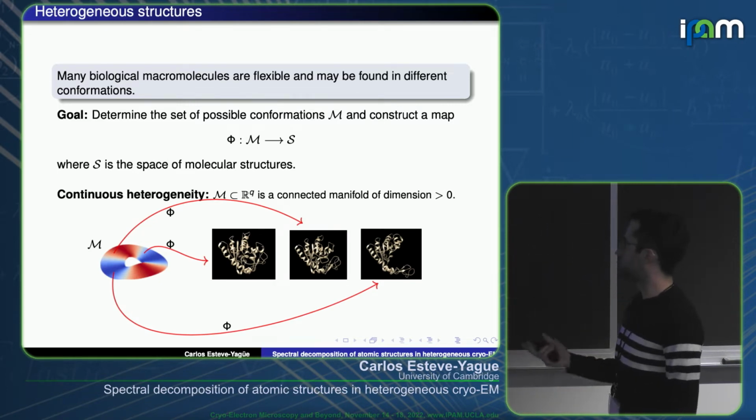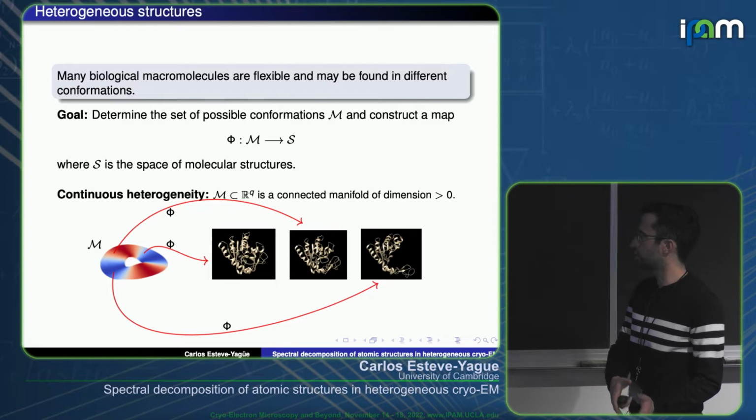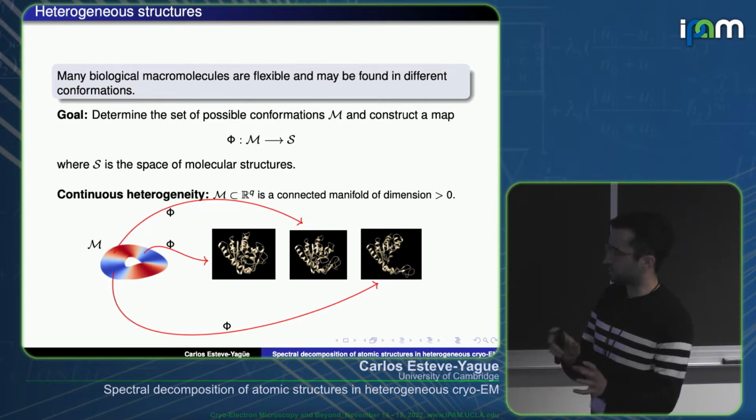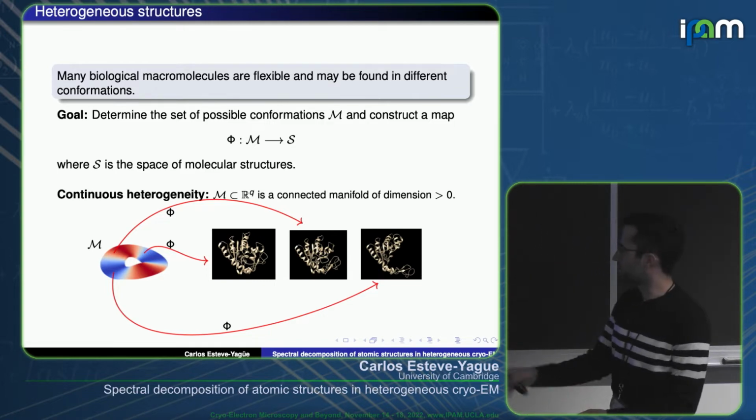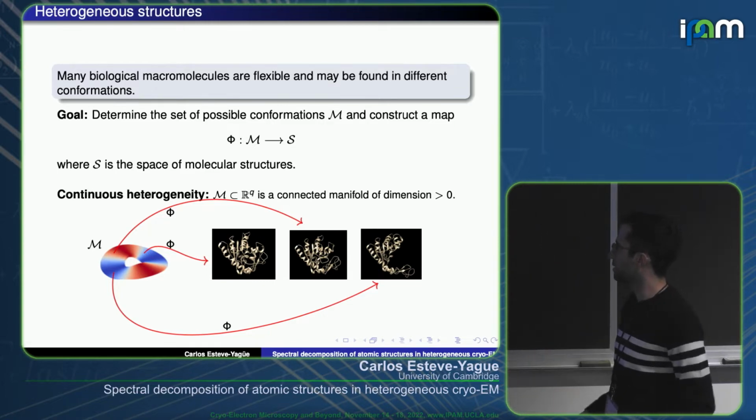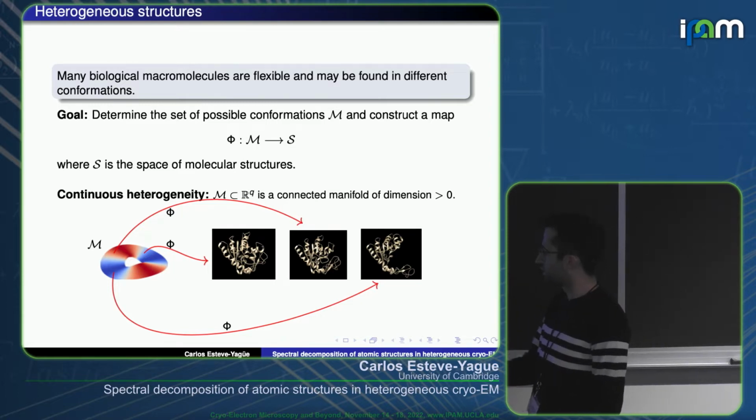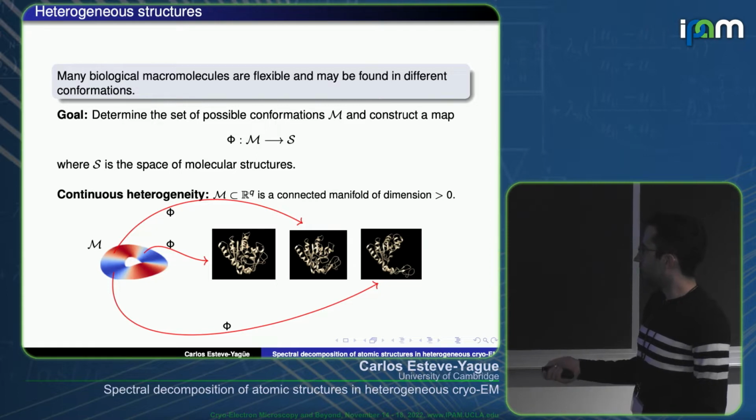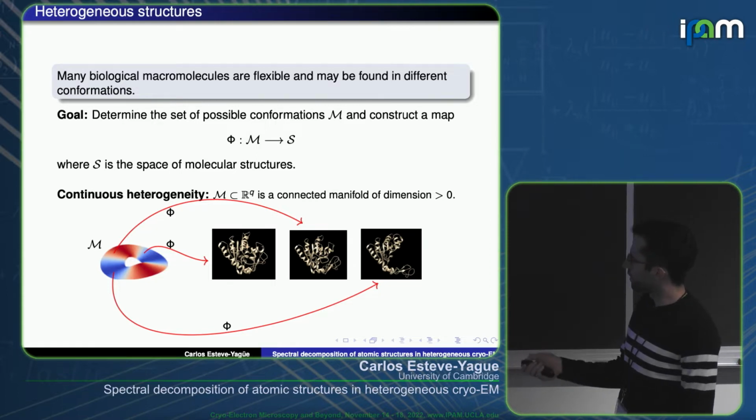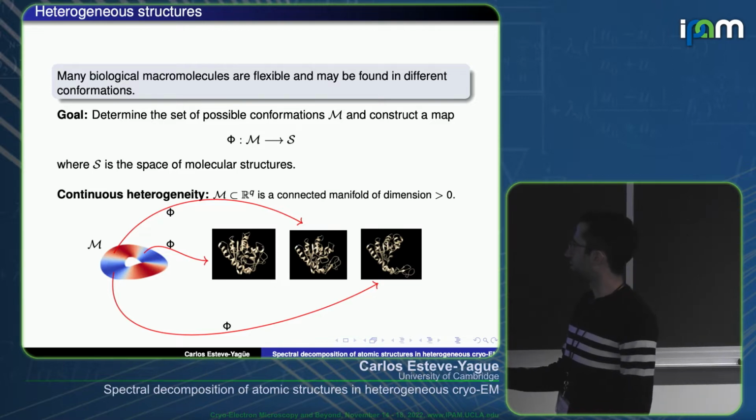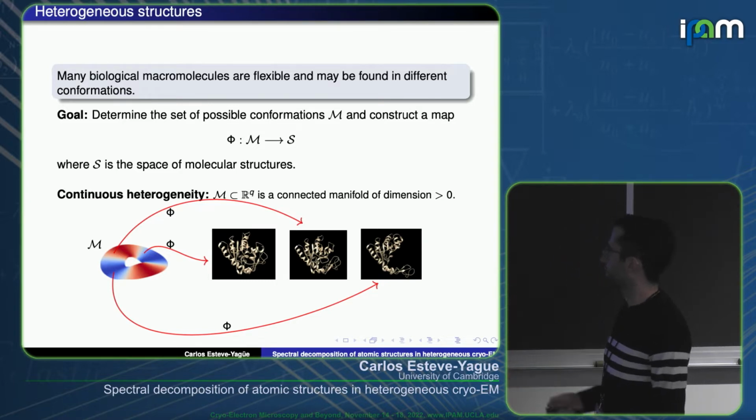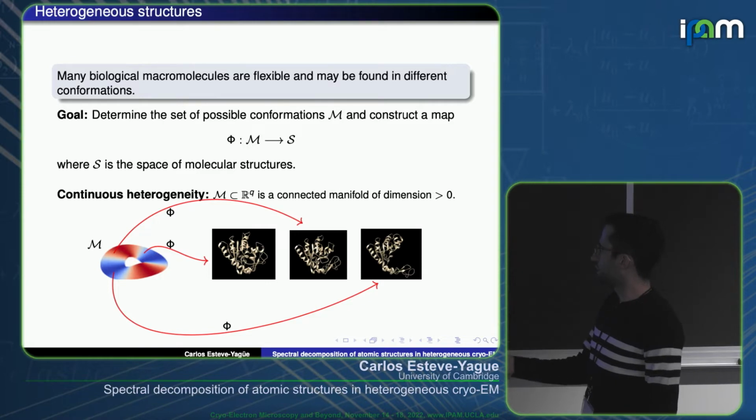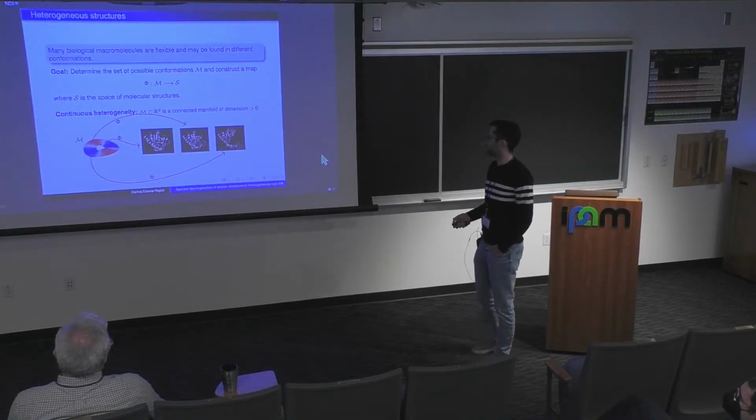There are two kinds of heterogeneity. There's the discrete heterogeneity, when the structures that you have in the data set belong to a finite set, and then you want to determine the structure corresponding to every class. And there is also the case of continuous heterogeneity. That is the one that I'm going to address today. In this case, the set of conformations is some compact manifold embedded in some higher dimensional space, and you want to construct the map from this manifold to the corresponding structure.